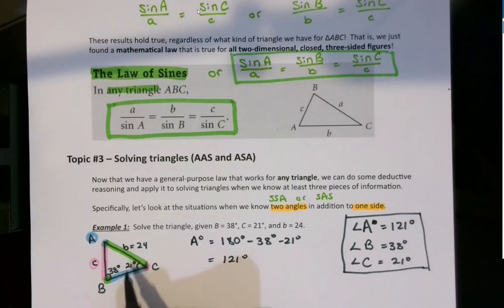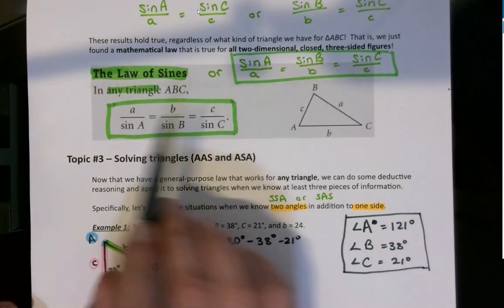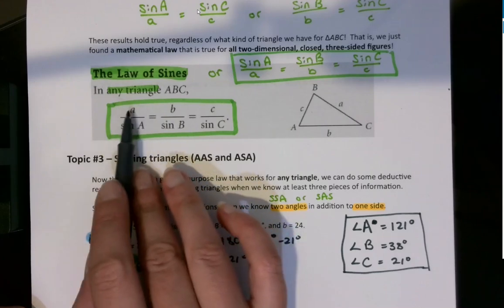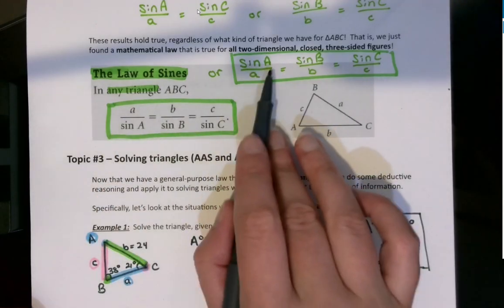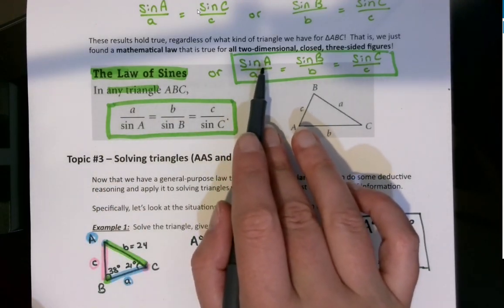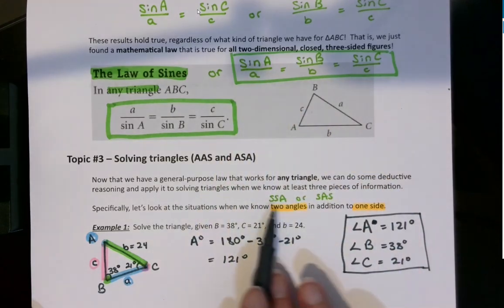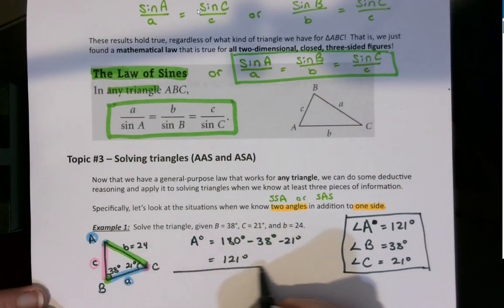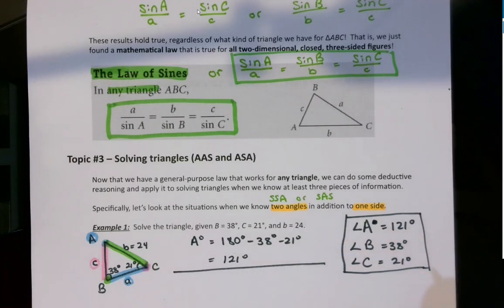I'm looking for a side length, so I'm actually going to use this version since the unknown is going to be on the top. Later on, we will use this version when the unknown is an angle. That's not the case in this particular instance of it. So let's talk about which ones we can find.